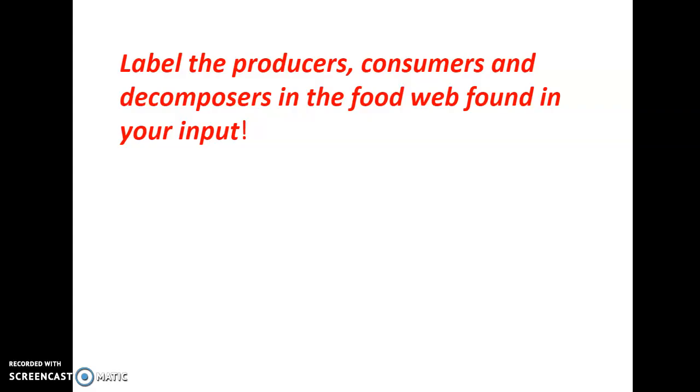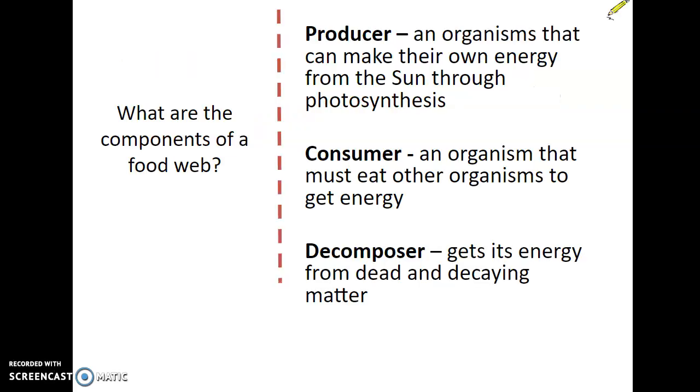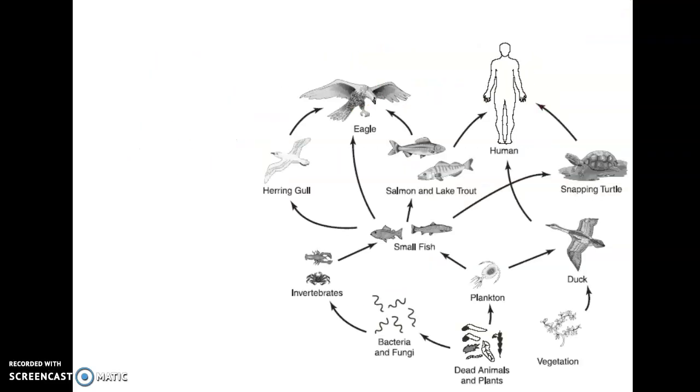On this next slide, you want to be able to label the producers, consumers, and decomposers in the food web. So producers, remember, are organisms that make their own energy. Consumers must eat other organisms, and decomposers get their energy from dead and decaying matter. So here you go. Here is the food web. Take a few seconds to try to label your consumers, producers, and decomposers.